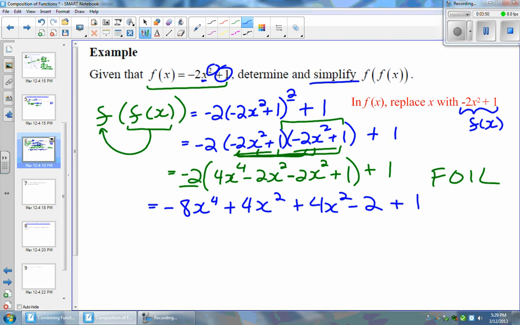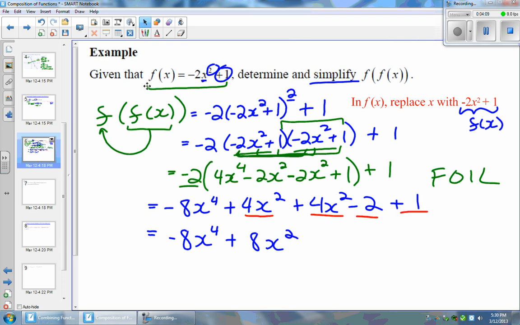So from here, we're going to go ahead and collect our like terms. So we have a negative 8x to the power of 4, stays the same. We do have like terms at 4x squared and 4x squared. You put those two together, we're going to get positive 8x squared. And finally, we have negative 2 plus 1, which is going to give me negative 1. All right, so there is my composition function, f of f of x. Okay, all right, so that concludes the first lesson on finding the composition of functions.